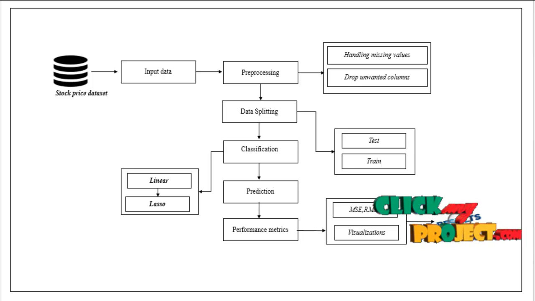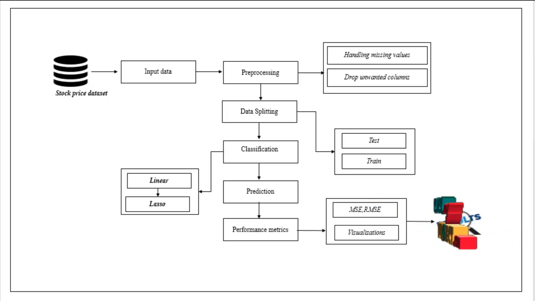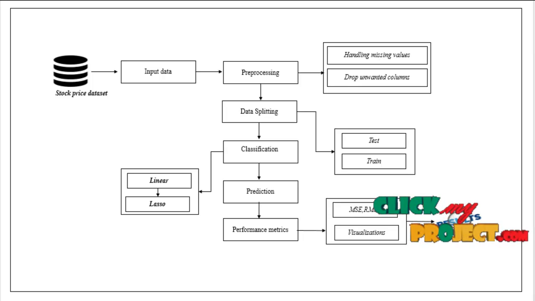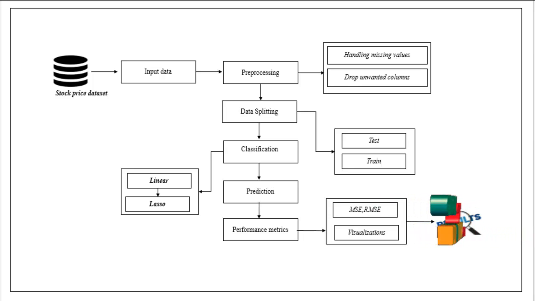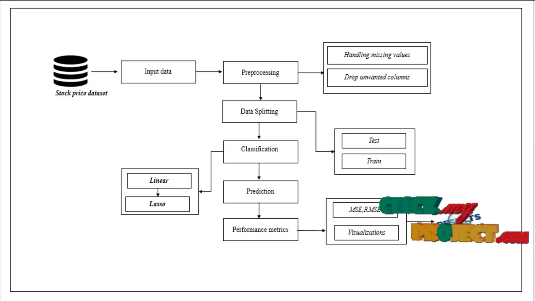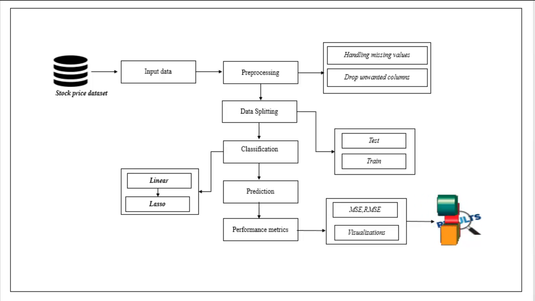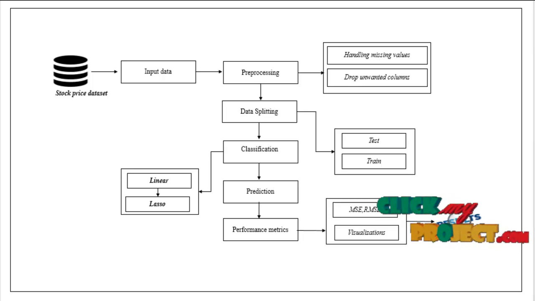After that, the split data is carried to the classification module. In this module, we implement different machine learning regression algorithms such as linear regression and lasso regression. After that, we do the prediction, which means we predict the stock price based on the input data set. Then we estimate performance metrics like error values, that is MSE, RMSE, mean square error and root mean square error. Finally, we visualize the prediction in the form of a graph. So this is the flow of our process.